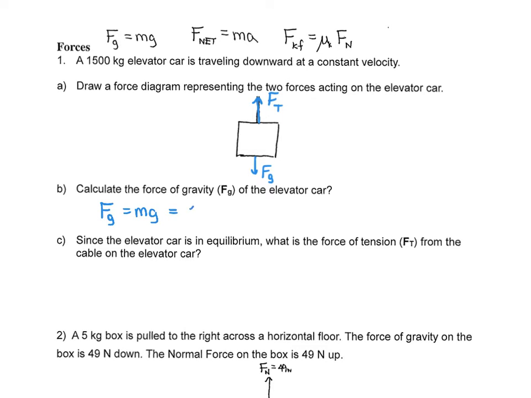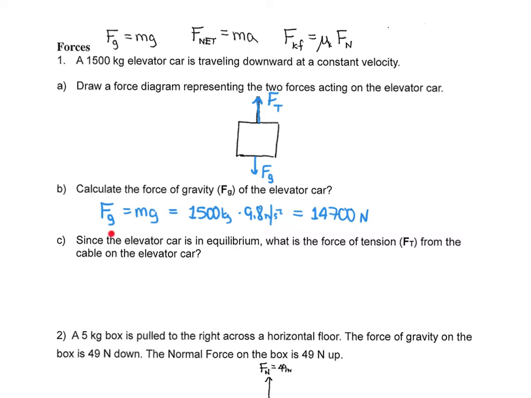Which is, what, 1,500 kilograms times 9.8. Got it. If I do that out, 1,500 times 9.8. I'm calculating it live, everybody. Ooh, 14,700 newtons. I almost said joules. That would be energy. All right, so 14,700 newtons is the force of gravity on the car.